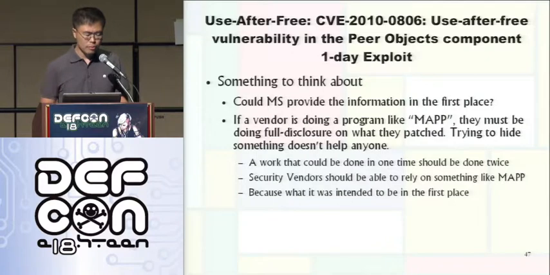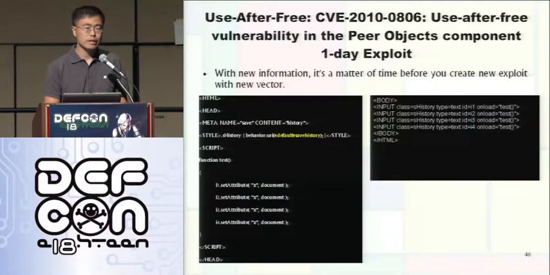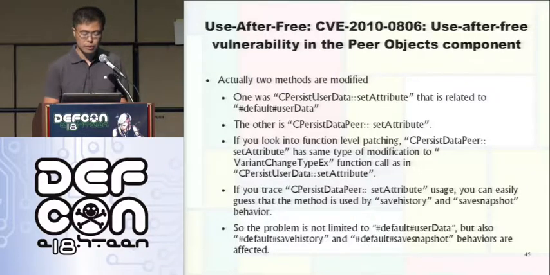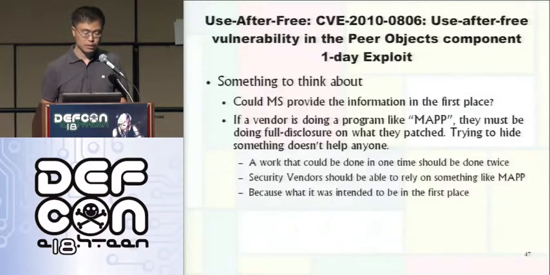So probably MS could just release that information. We also have a default save history, and we also have some problems inside the default save snapshot. And also, as I showed, we also have some problems inside the Imap client, and it will overflow if the attacker returns a lot of entries. They could just write about that in the first place, but it looks like they didn't do that. So even though they are trying to provide some programs called MAPP, M-A-P-P, it looks like they are missing some information for some reason, maybe intentionally or by mistake.